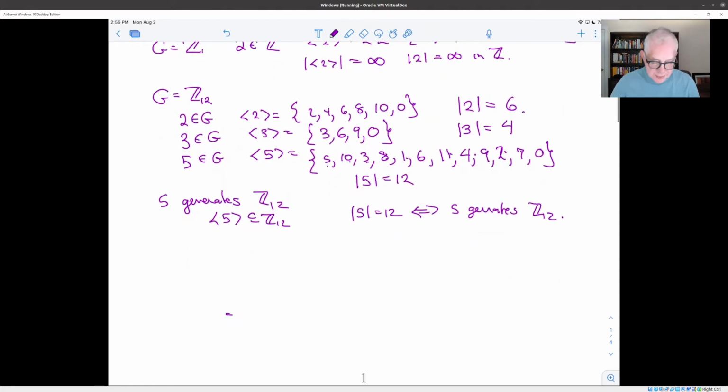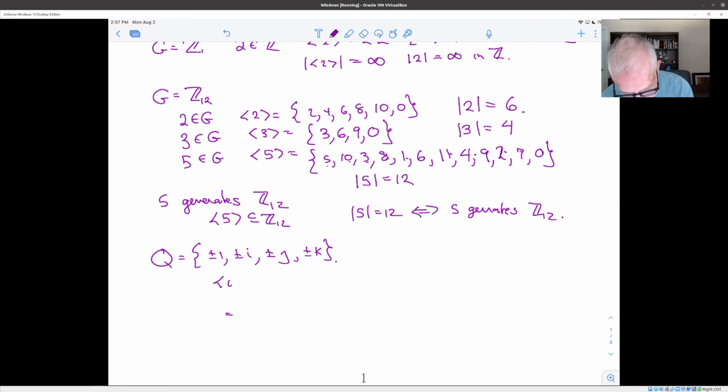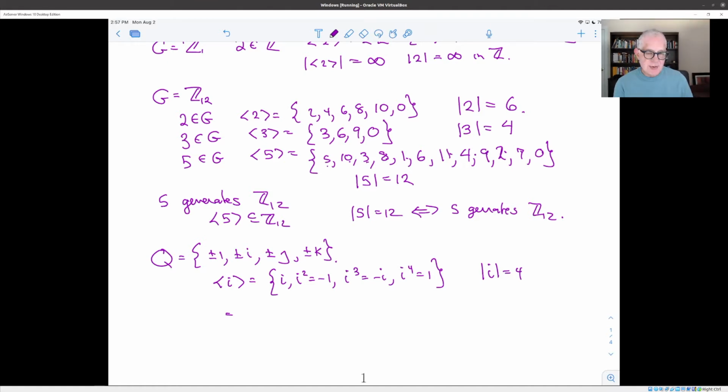We could maybe look at one other example. Suppose we take the quaternion group, which has plus or minus 1, plus or minus i, plus or minus j, and plus or minus k in it. What's the order of i? Well, the cyclic subgroup generated by i has elements i squared, which is minus 1, i cubed, which is minus i, and i to the fourth, which is 1. So the cyclic subgroup generated by i has 4 elements, so the order of i is 4. And so is the order of j, and so is the order of k, and so is the order of minus i, minus j, and minus k.